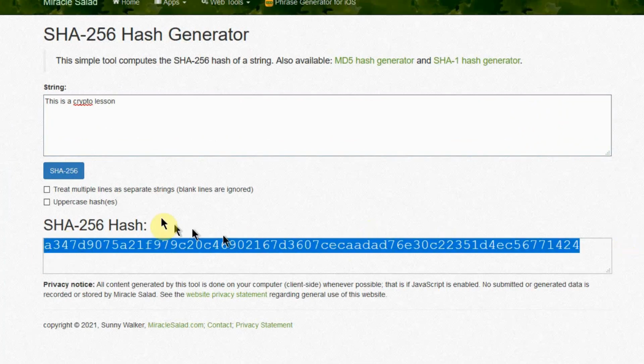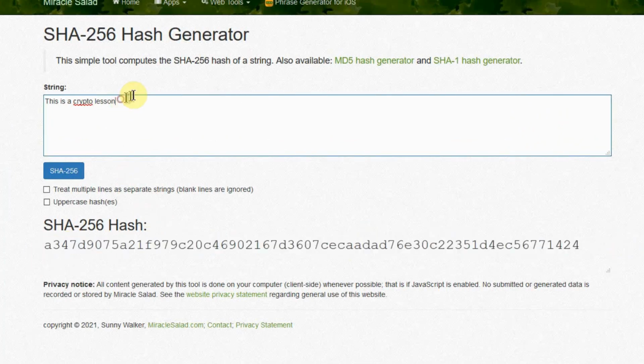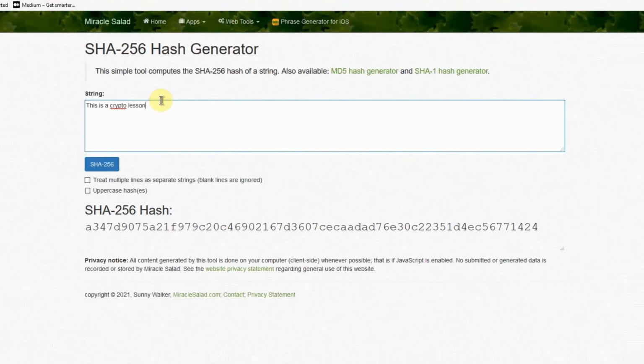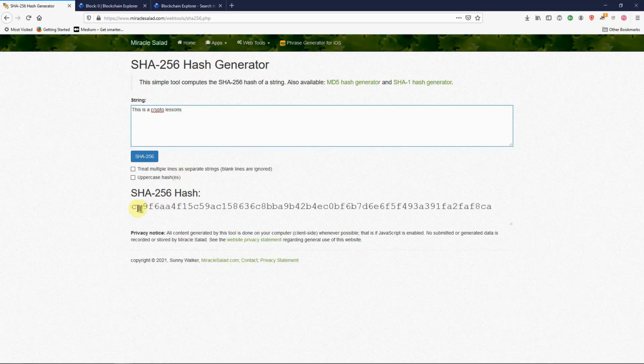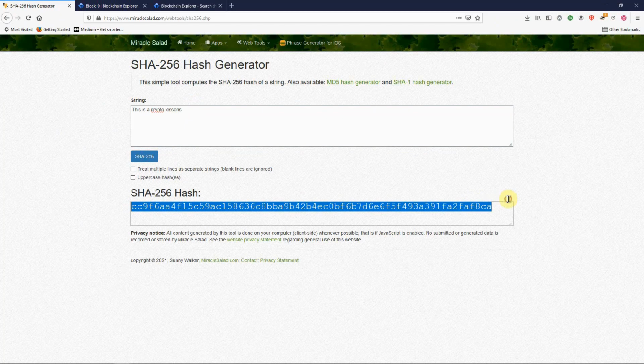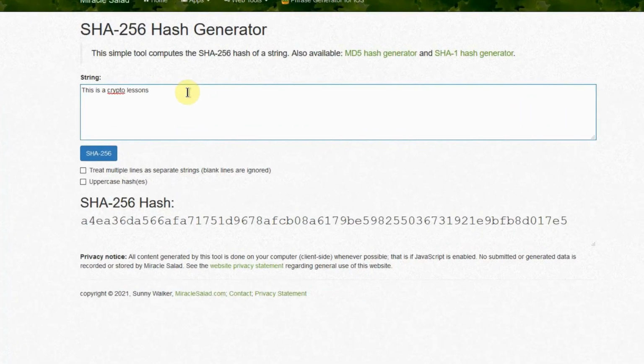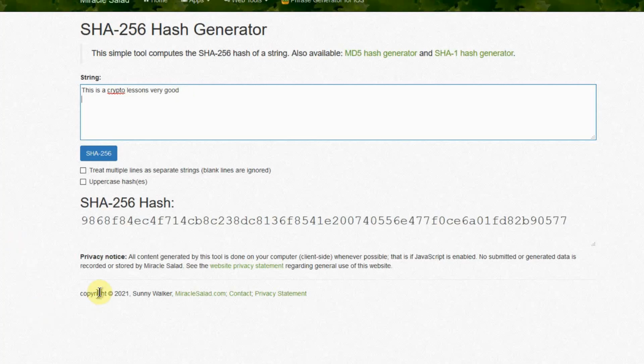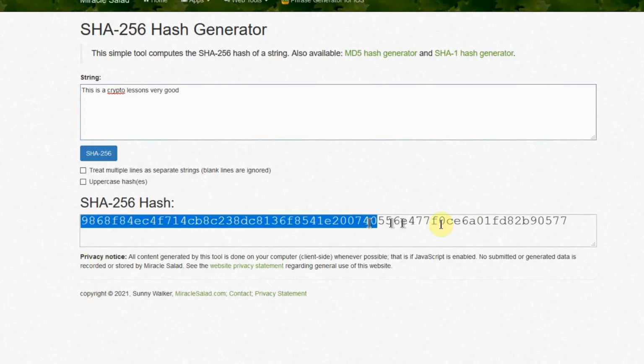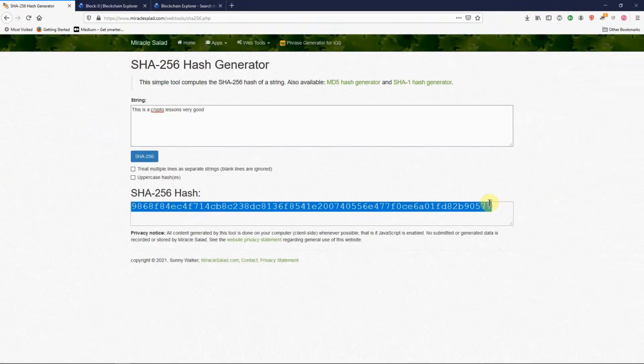If I make any modification to this statement, say I add an S to this, you realize that this hash value has changed. And let's say I add some more words to this statement. Right there, you see that the hash value is changed. This is how hashes are used to control the integrity of a document or any transaction. And that is the basis of blockchain technology.